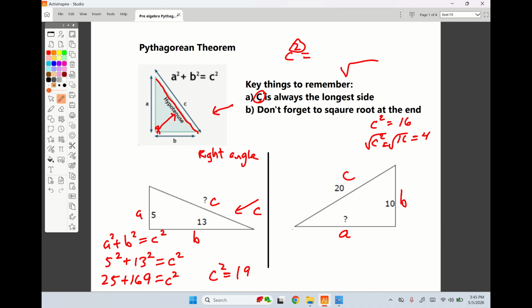So c equals 13.9. If they say round to the nearest tenth, it'll be 13.9. If it says hundredth, you need to keep one more decimal, so 13.93.